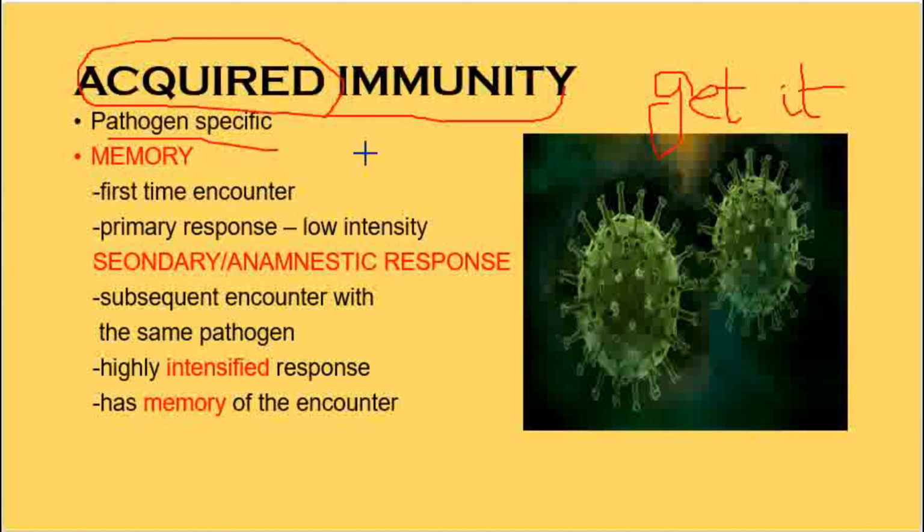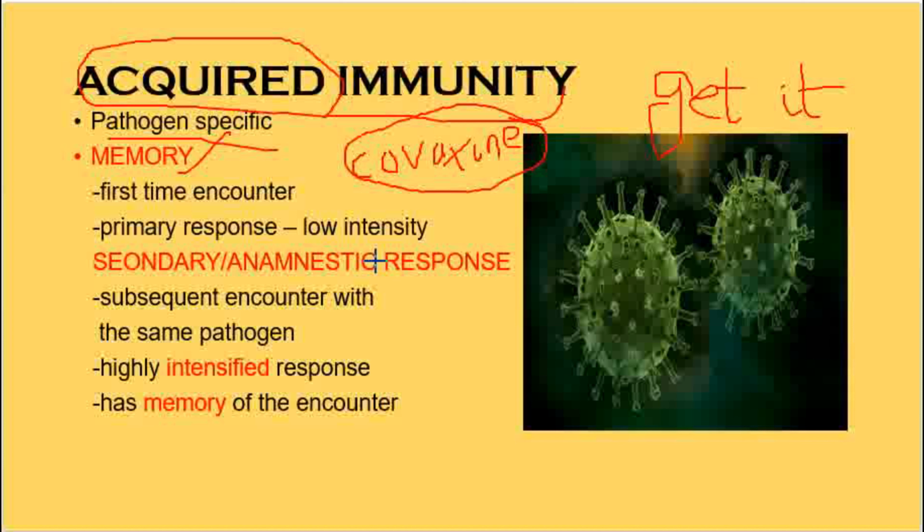So you all know the Covaxin or Covishield vaccine. It was pathogen specific. It was specific for the coronavirus, right? So for typhoid or any other pathogen, you can't use this vaccine. This Covaxin or Covishield is specific for the coronavirus only. So this acquired immunity is pathogen specific and also it has a memory.